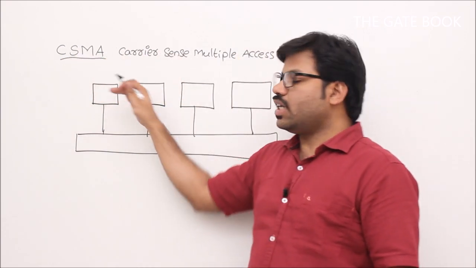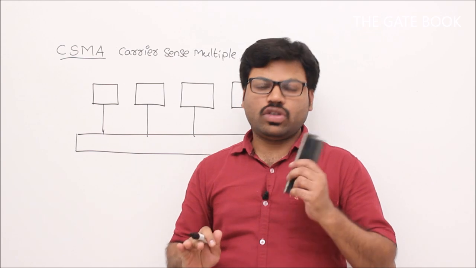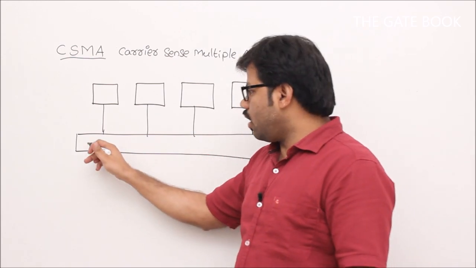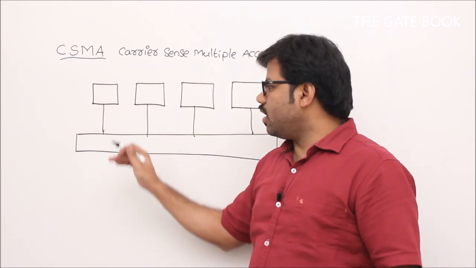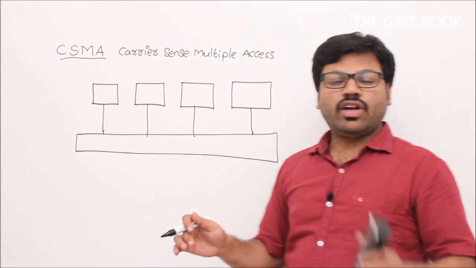In that, every station is going to sense the channel before sending the data. If the channel is already free, that means no one is using it, then the system can sense it and is going to send the signals. So what is the advantage of this?